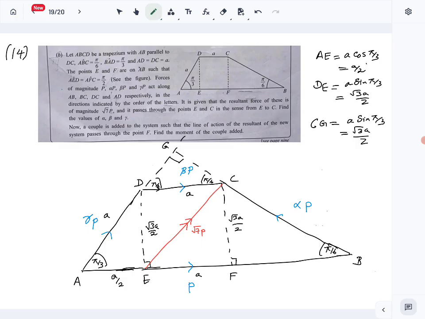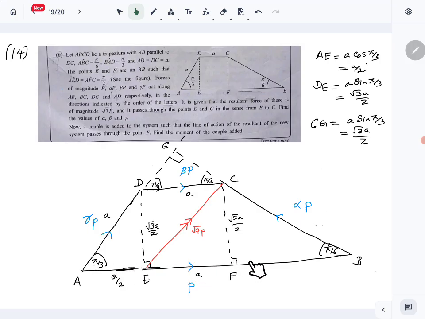So now we are finished with that one. Now we have to figure out alpha and beta. You can do this in two ways. You can take moments about two other points and figure out alpha and beta, or you can use vertical components and horizontal components of the forces. I'm going to do it using vertical components and horizontal components.